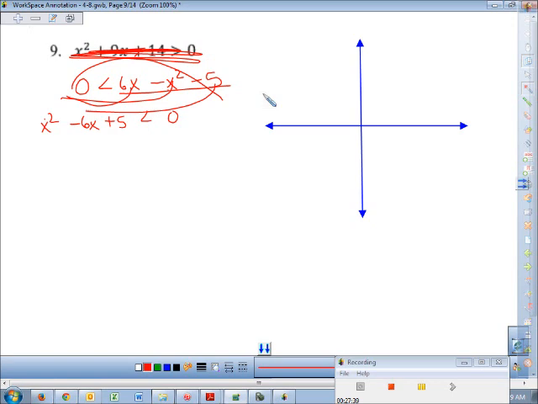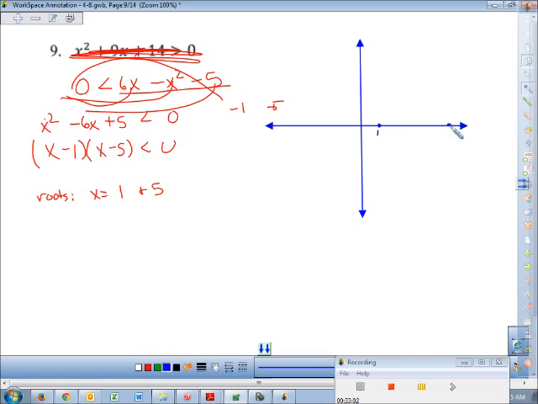Try to factor him. So, -1, -5, right? So, x minus 1, x minus 5. How come that was so simple to factor? I didn't have to go through that whole mess of stuff. The a value is 1, all right? Where are my roots then? X equals 1 and 5, correct? Those are our roots.